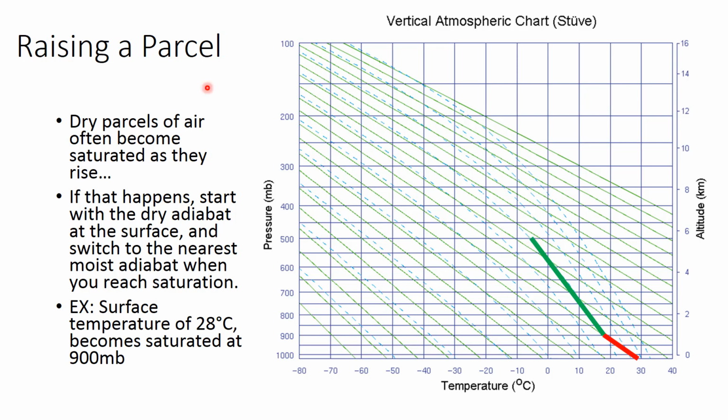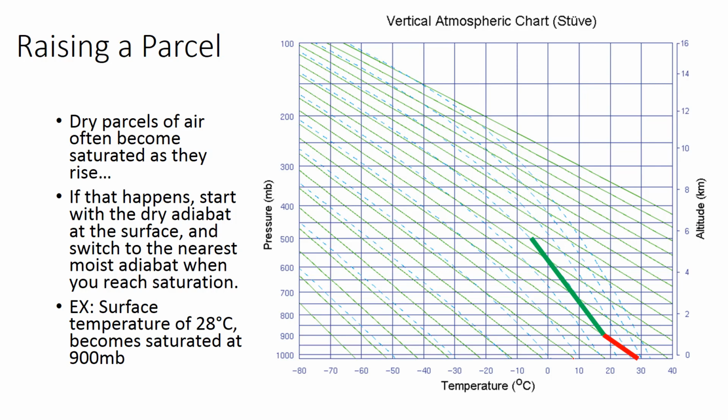Let's do another example. Let me pull out my pen here. And just to make this a little more interesting, let me use red to represent dry. Let's say we have a parcel of air with a surface temperature of, sorry, sometimes this cursor disappears on me, let's do 8 degrees Celsius, like right here.